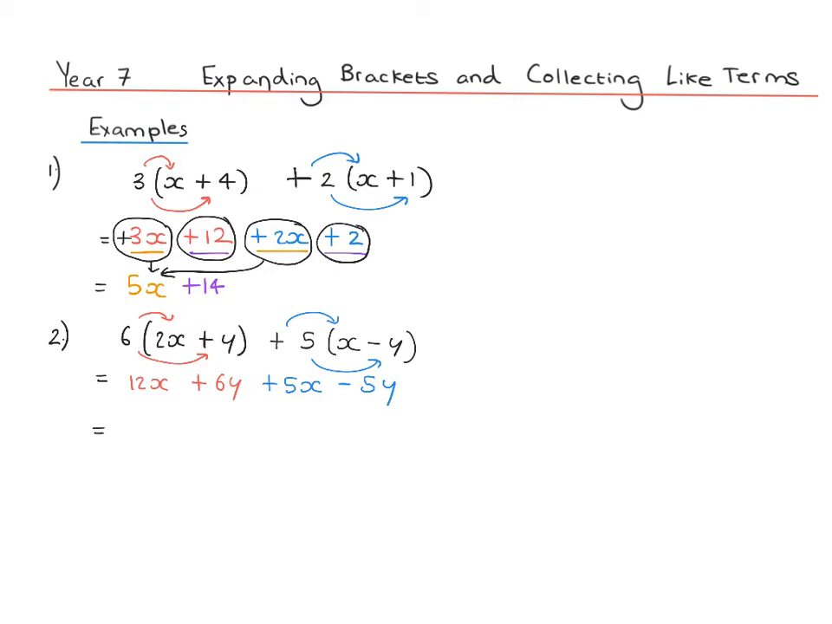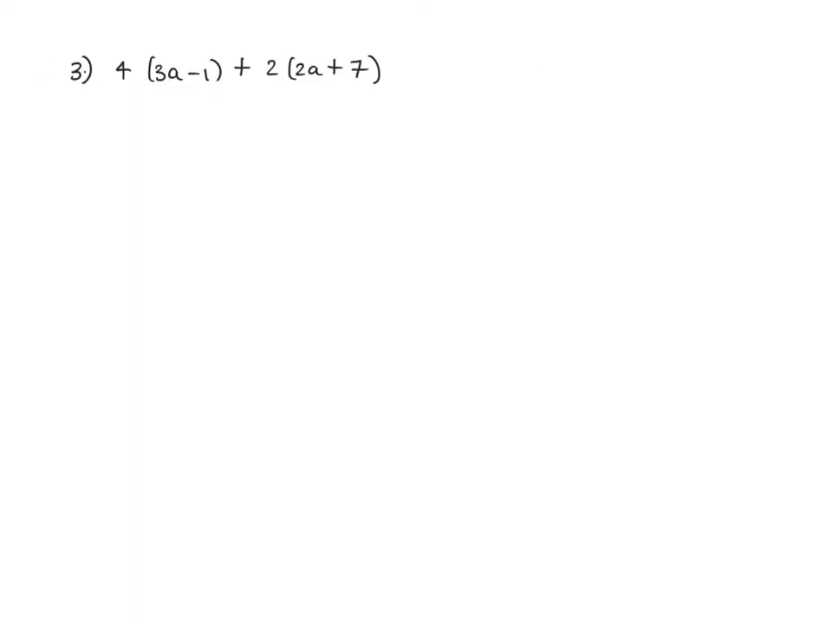Let's collect like terms. 12x and 5x gives me 17x collected. 6y, take away 5y. Now remember, it's a minus 5y because everything owns a sign in front of it. So positive 6y minus 5y gives me a positive y. And this is my final answer.